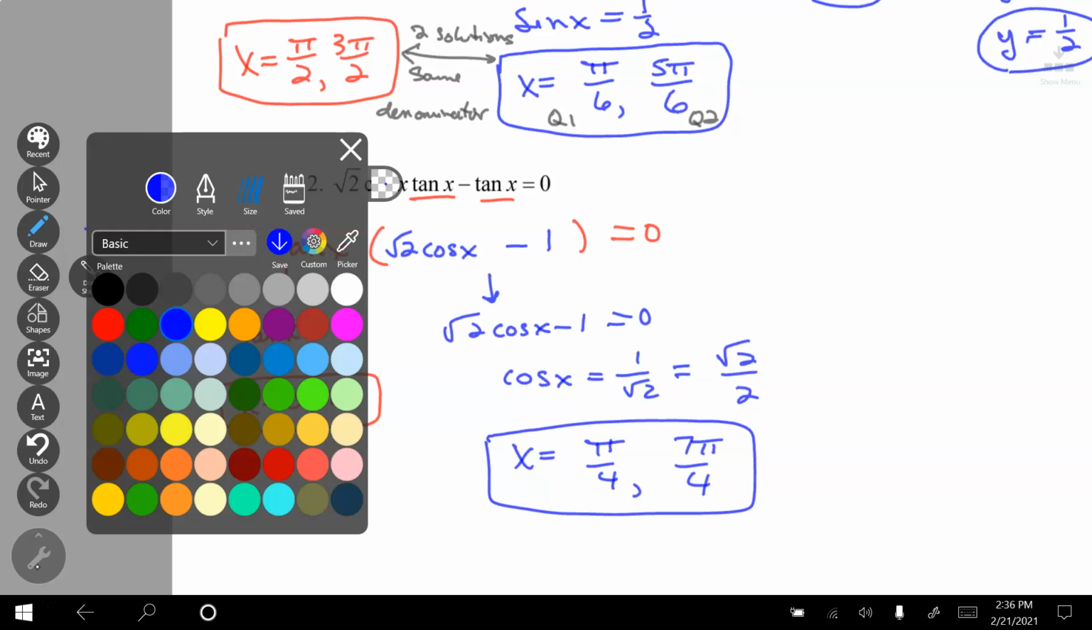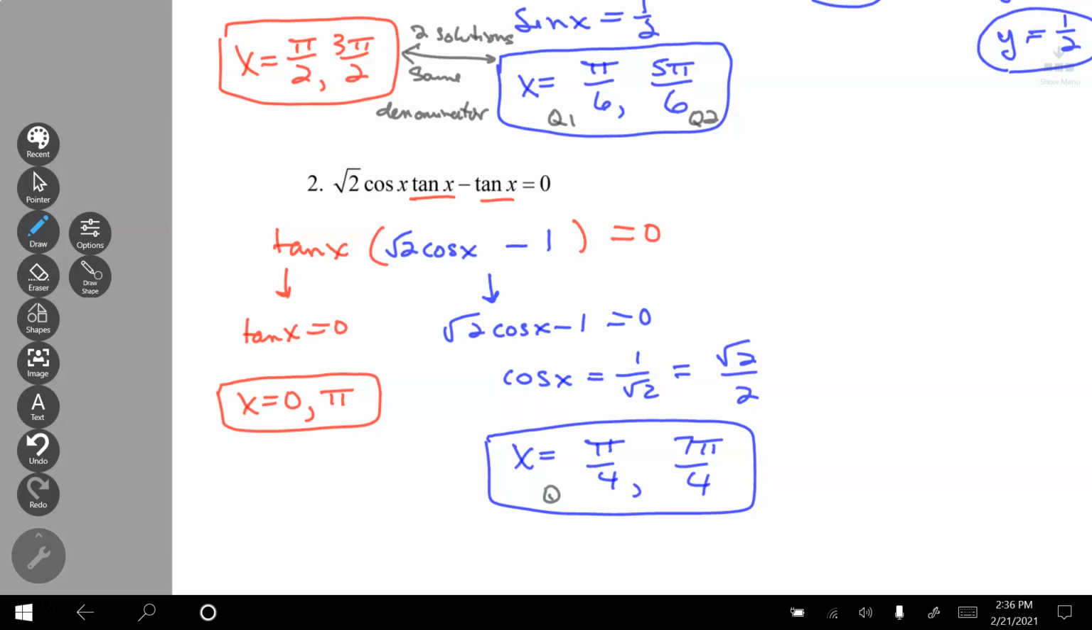Again, I have to have the same denominators when I get these double solutions, and cosine is positive in quadrant 4. So the idea is that we're going to be doing some factoring, setting things equal to 0, and then figuring out what angles will give me the solution that I want. And there are going to be multiple angles.